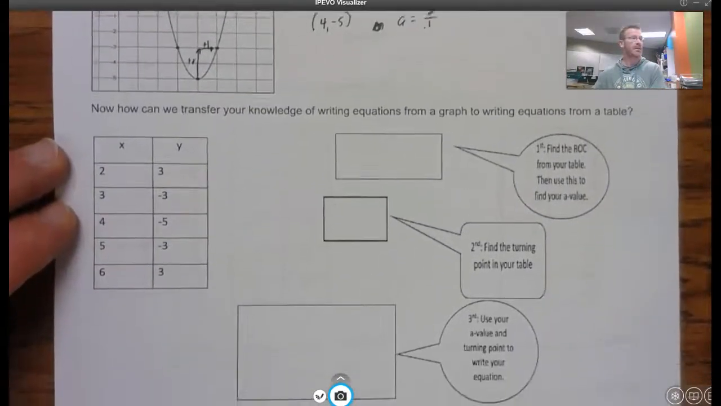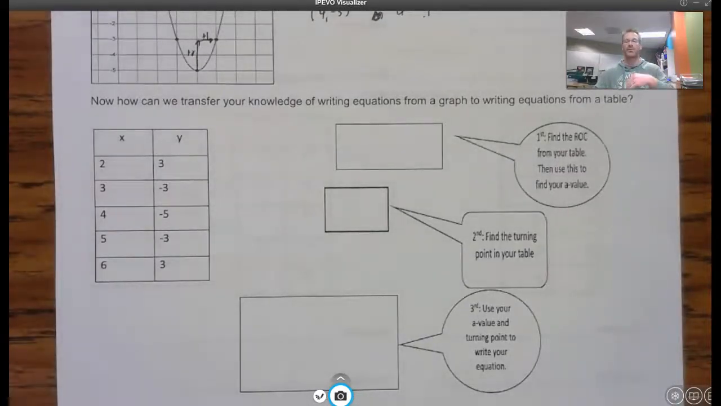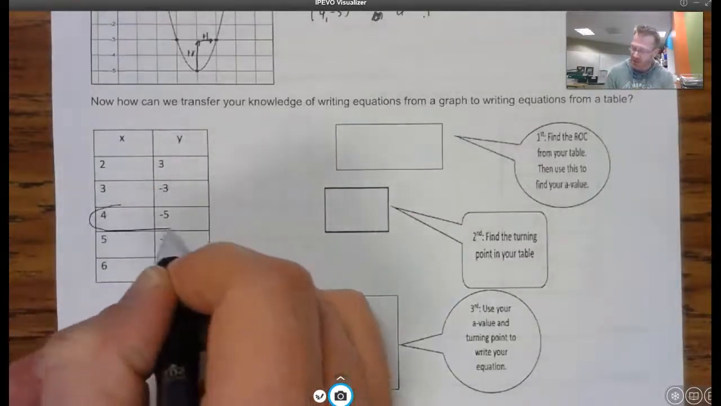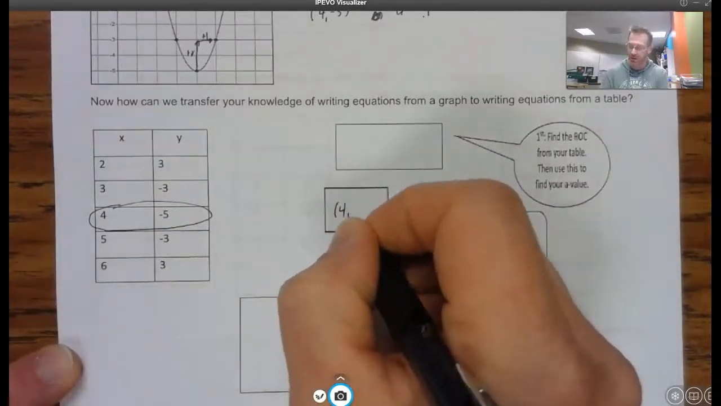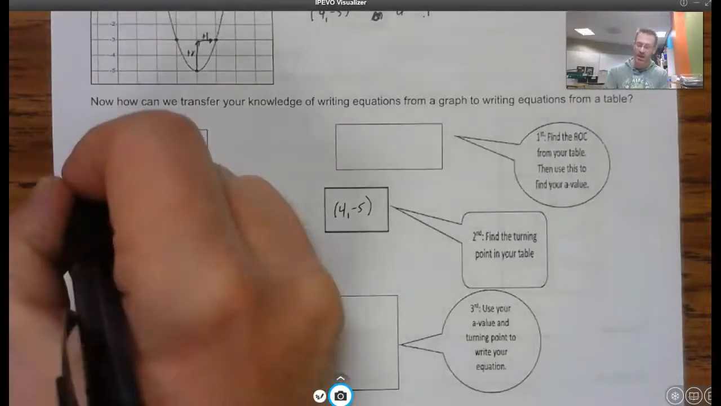So let's jump down here, and once again, let's try to transfer what we just did to our table. The first thing that we always want to try to do is scan that table and find a turning point, because that gets us down to two functions if we see one: absolute value or quadratic. When I look at this table, I can see there's my turning point at -5. So even though it's listed as step 2 in the process, we really should do that right away to help eliminate half our choices.